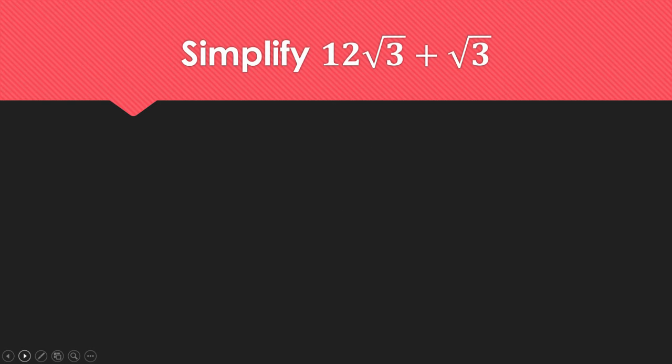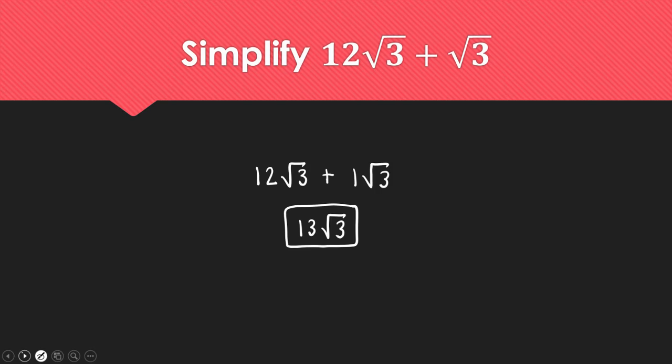So now you try this one. We've got 12 root 3 plus the square root of 3. So don't forget, when you don't see a number in front of the square root, it's technically a 1. So I get to add 12 plus 1, which is why it's 13, and then you keep the square root of 3 as it is.